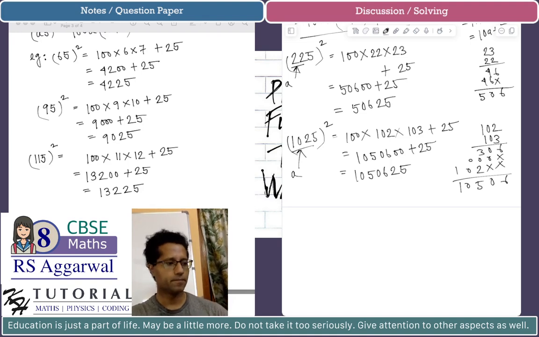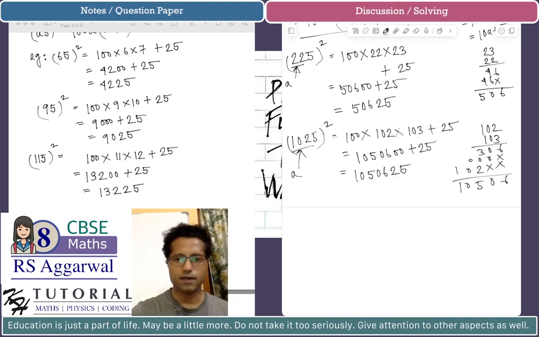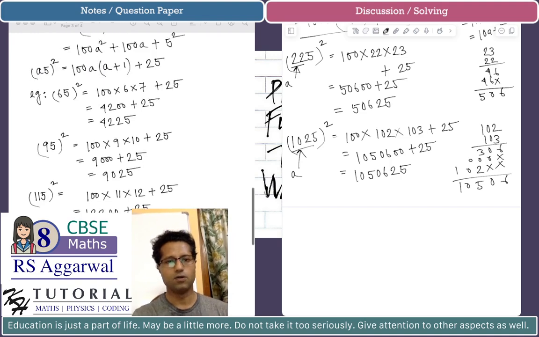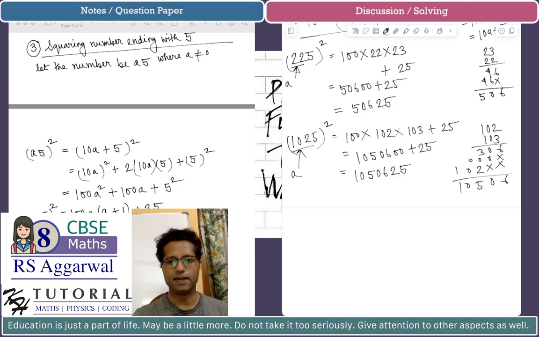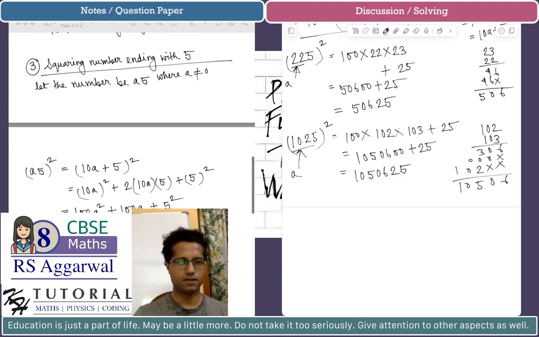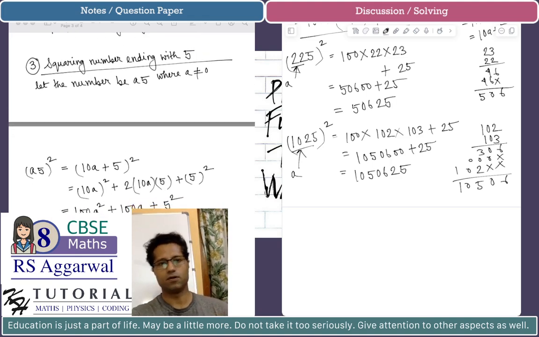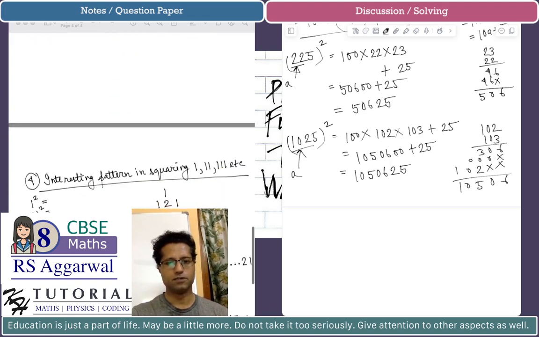Yeah, this is correct. So I hope you got the idea of how to find the square of a number ending with the digit 5, and the number could be of any number of digits. It could be single digit, two digits, three digits, four digits, like that. Okay, let's see what is next.